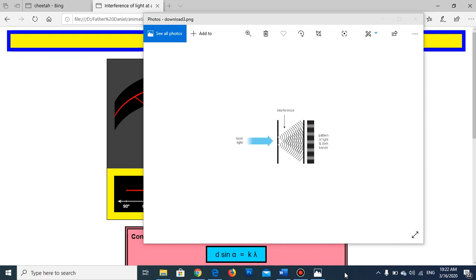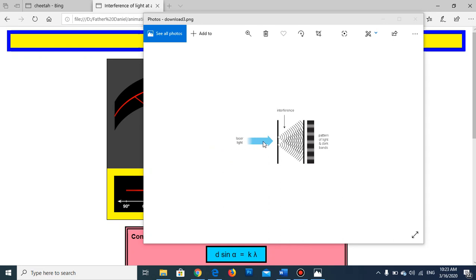Hello guys, this is a tutorial to tell you about interference of light. Interference of light is simply when two light waves superpose in space. So they make something called interference of light. Listen please or see this figure, it is very important.